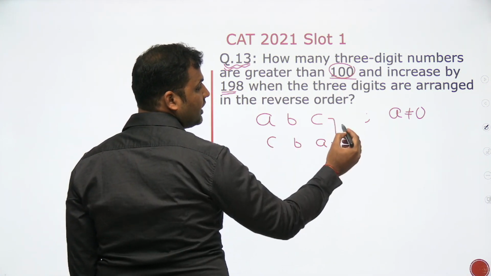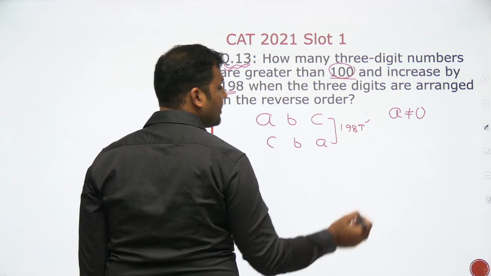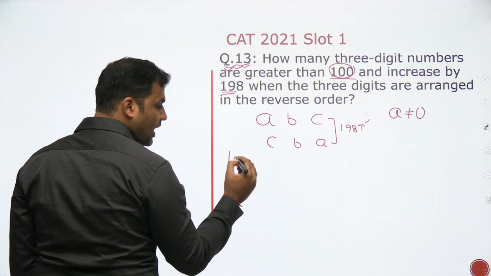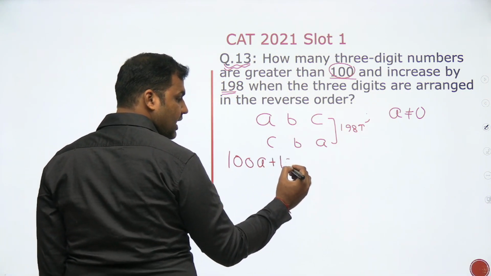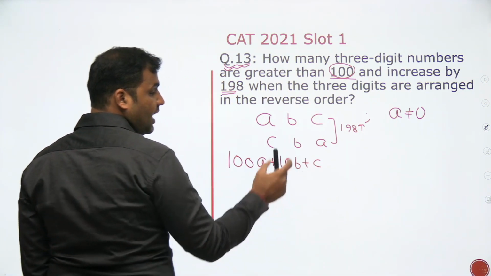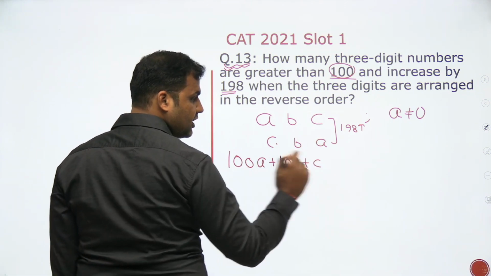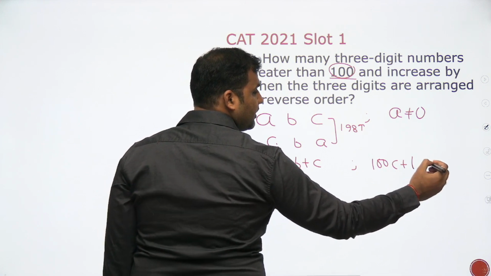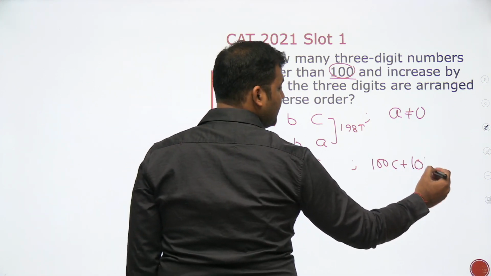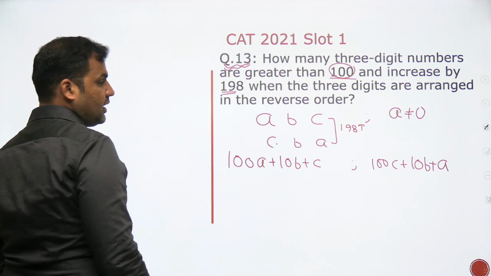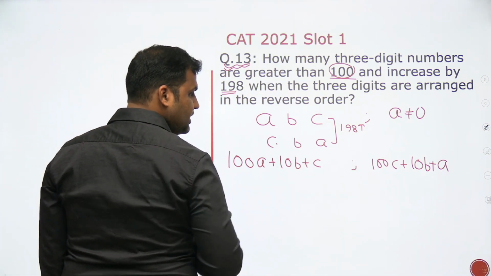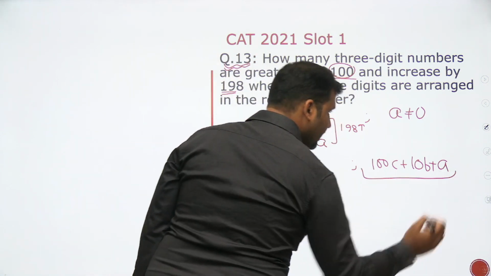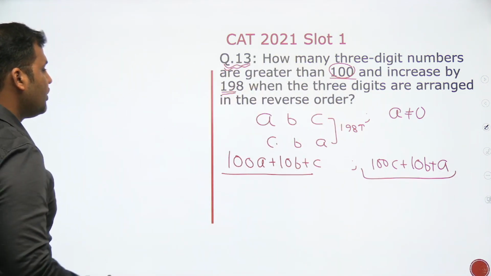That means this value is 198 more than this number. Now you see that a 3-digit number in decimal system is written as 100A plus 10 times B plus C. This 3-digit number in decimal system will be written as 100C plus 10B plus A. Now you see, this number is 198 more than this number. That means if I subtract this value from this value, I should be getting a resultant value of 198.